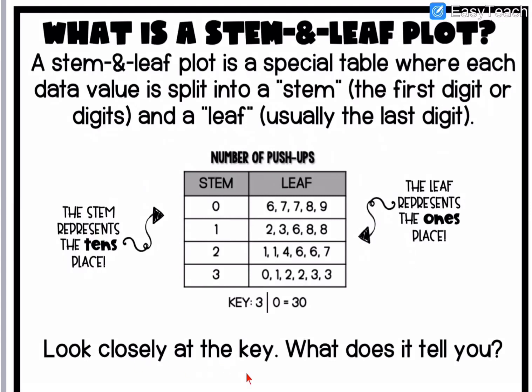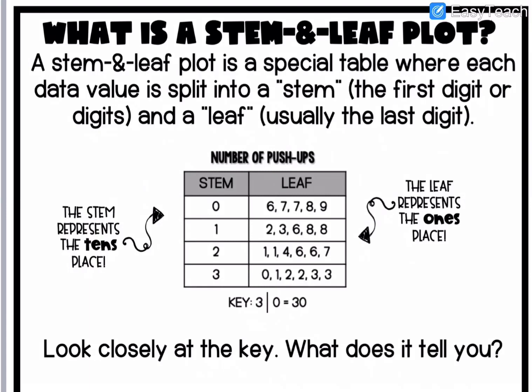Look closely at the key. What does it tell you? It's telling you that, for example, if you have the 3 on the stem side and a 0 on the leaf side, that equals 30 push-ups. So really, if you needed to list out what the data in this table is, you would simply list, and you'll put the stem and leaves together.